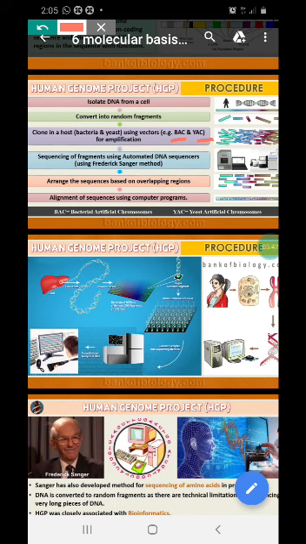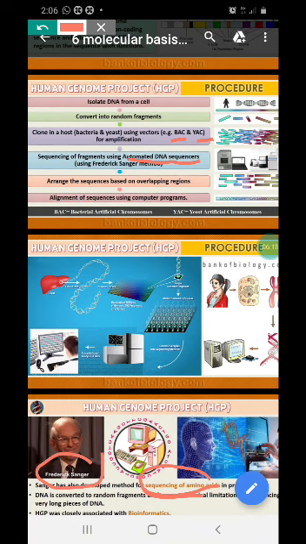So we need automated DNA sequencers using, what is that method? Developed by Frederick Sanger. He was a person who developed a method for sequencing of amino acid sequence in a protein, right? So this is the Frederick Sanger method, sequencing the DNA using automated DNA sequencers, right?